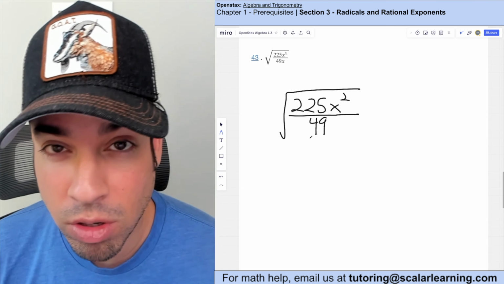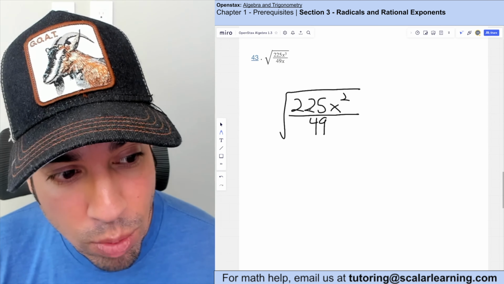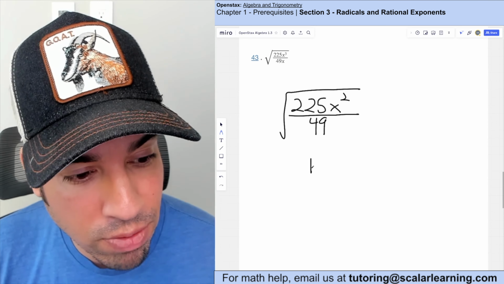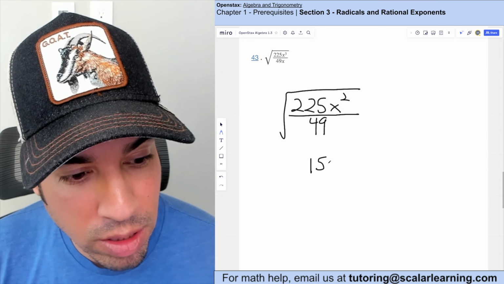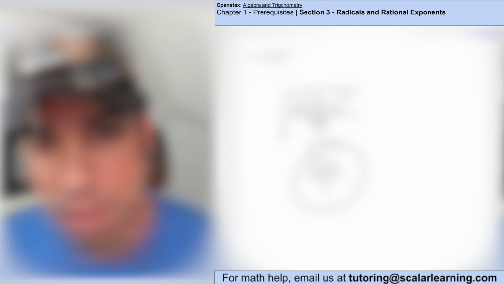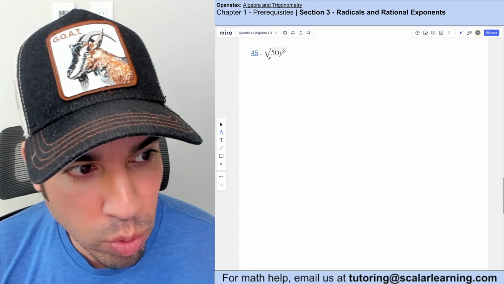Now I can go through and start taking the square root of all of these, because guess what? They're all perfect squares, so that's really nice. So the square root of 225 is 15. Square root of x squared is x, and the square root of 49 is 7. Boom, done. So again, I want to try and find the perfect squares within 50.